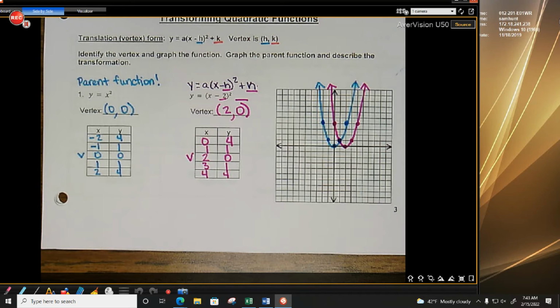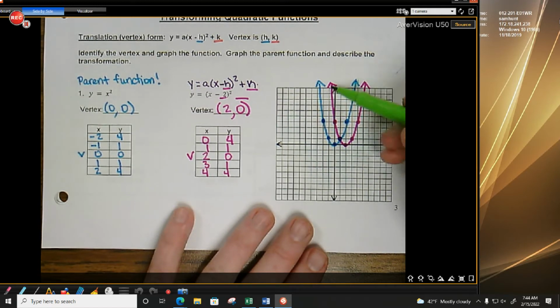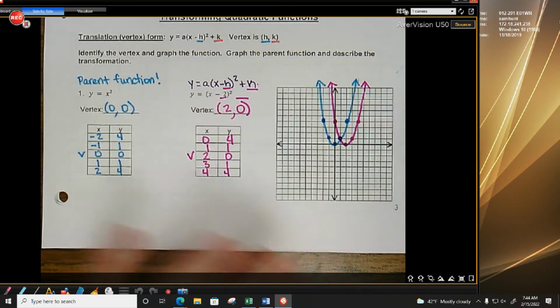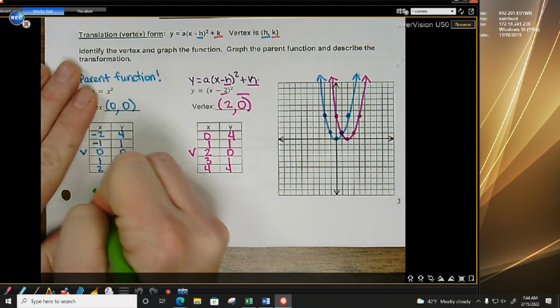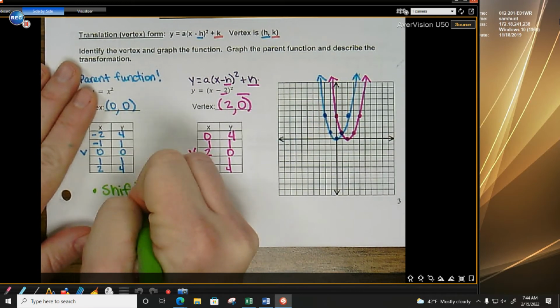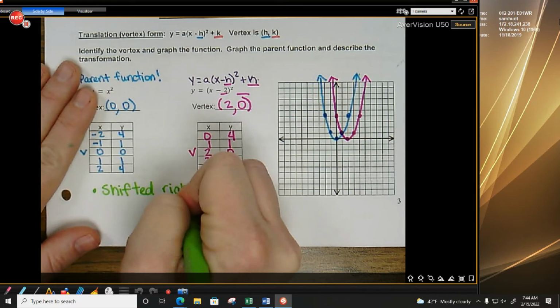Okay, so, like I said, today we are talking about how one function changes to get the next function. So from my blue graph to my red/pink graph, how did the graph change? What did I do to this blue graph to then get this pink graph? It moved which way? So we're not going to say move, we're going to use the word shift. So it shifted right 2 units.